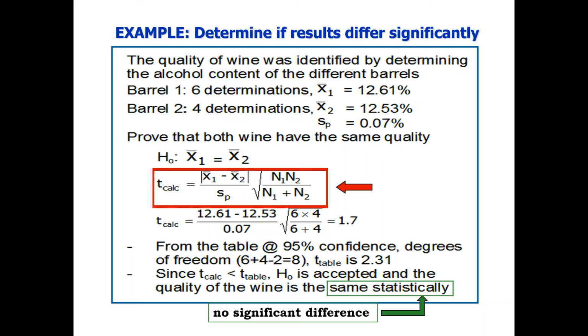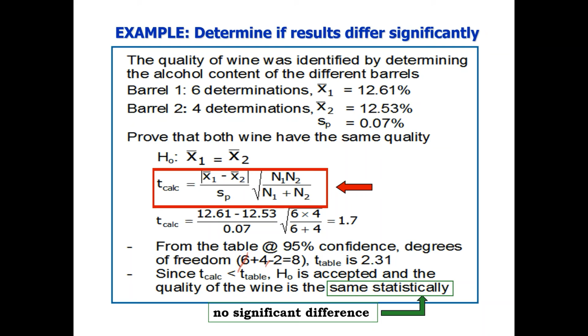Based on the T table, now look at the T table. How would you do it? The first one is using 6 replicates, 6 plus 4 for the second one. So 6 plus 4 because there are 2 sets of means, so 10, minus the number of sets. Because it's the degree of freedom, n minus 1, and the other one is also n minus 1. So n plus n minus 2, and you get a degree of freedom of 8. The T table value at 95% is 2.31.